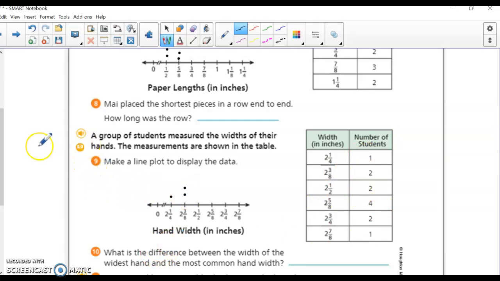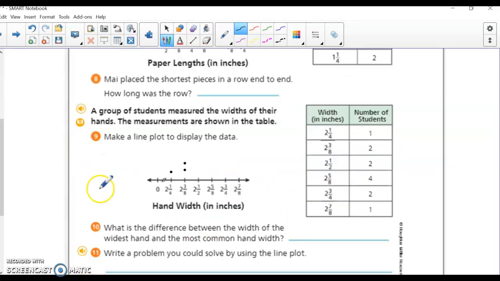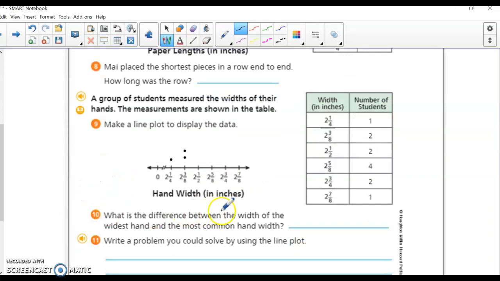I don't think I read it. A group of students measured the widths of their hands. The measurements are shown in the table. So your title is hand width, number line, and you're going to have data points. Okay. The question with this one says, what is the difference between the width of the widest hand?